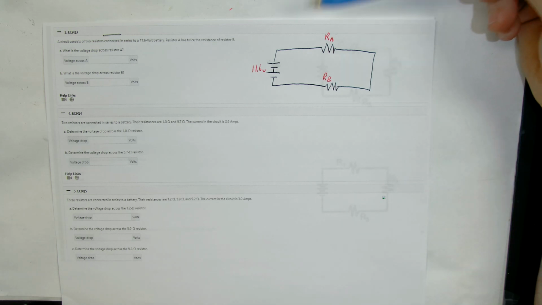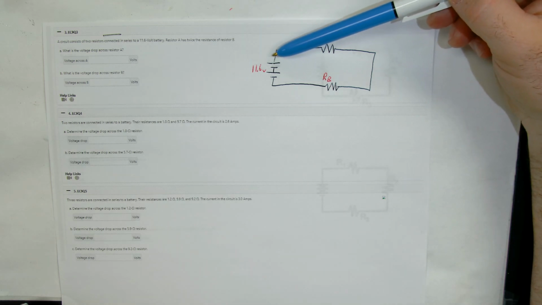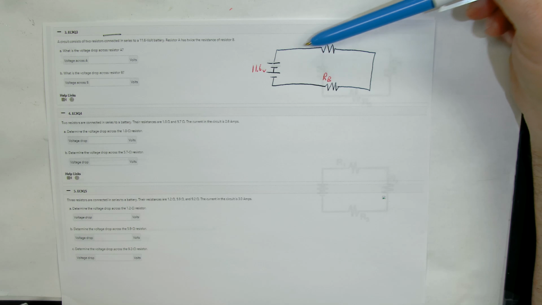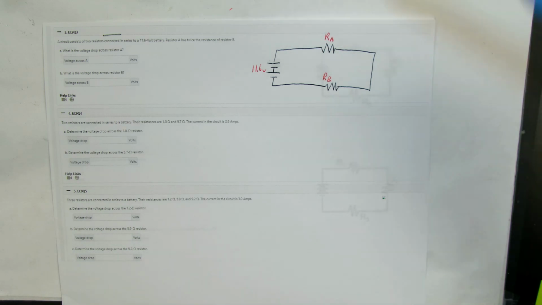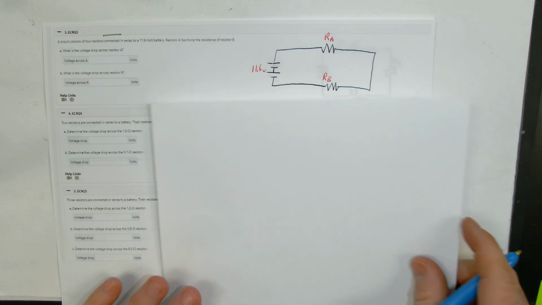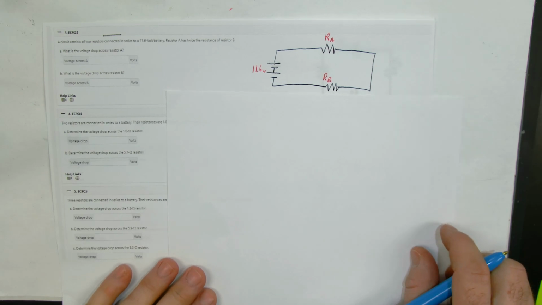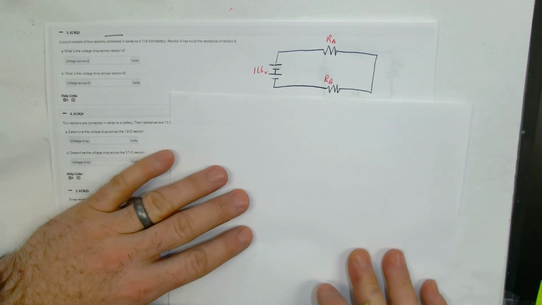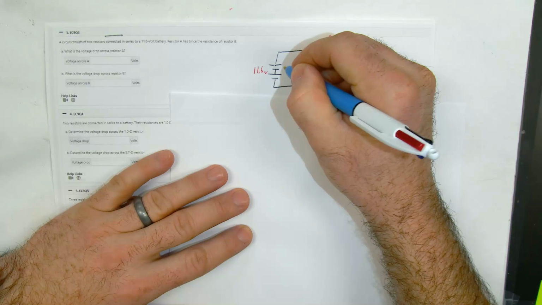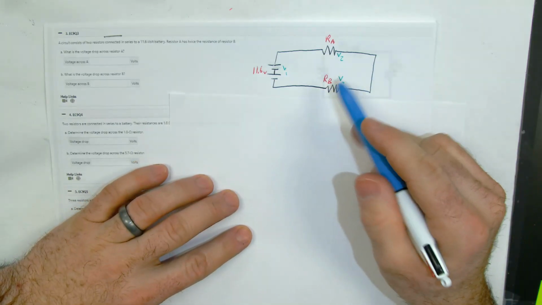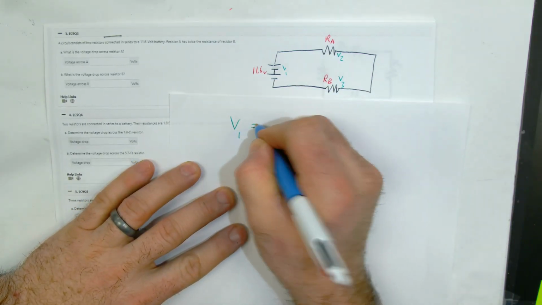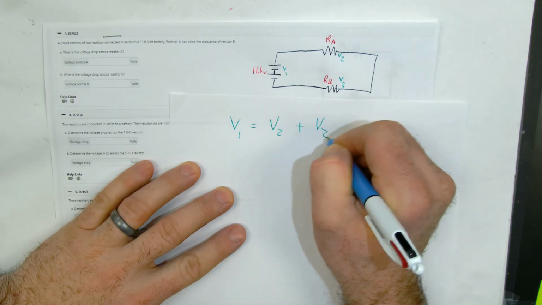All right, so I went ahead and drew that up, and it tells us that we have an 11.6 volt battery, and then we have two resistors, resistor A and resistor B. It also tells us that resistor A has twice the resistance of resistor B. The way that we would work this out is we're going to need to do a couple of things. One, we need to bear in mind, and we could label this V1, V2, and V3 for our three areas of voltage. And we can remember that V1 is going to equal V2 plus V3.